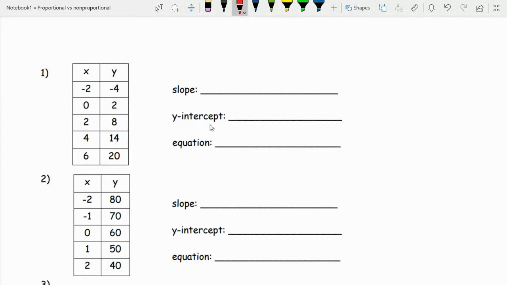In order for me to find the y-intercept, it's always easier to find the y-intercept first. Because when x is equal to 0, y is equal to 2, that is my y-intercept. So my y-intercept is 2. So in my equation, I'm going to write y is equal to something over something x plus 2. So now I need to find the slope.